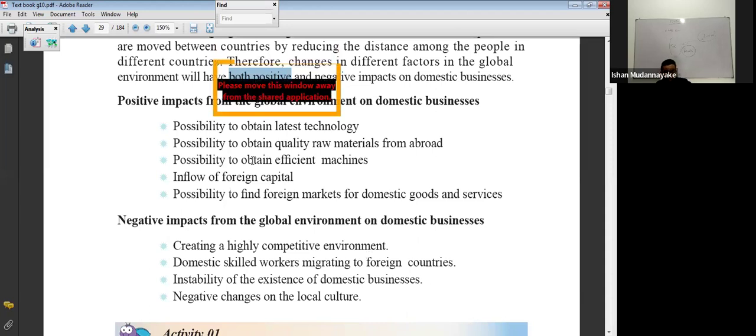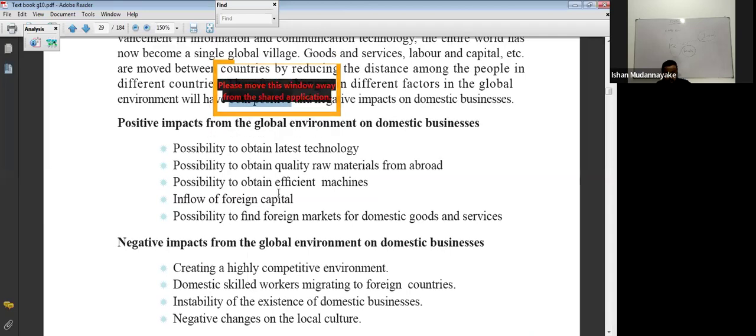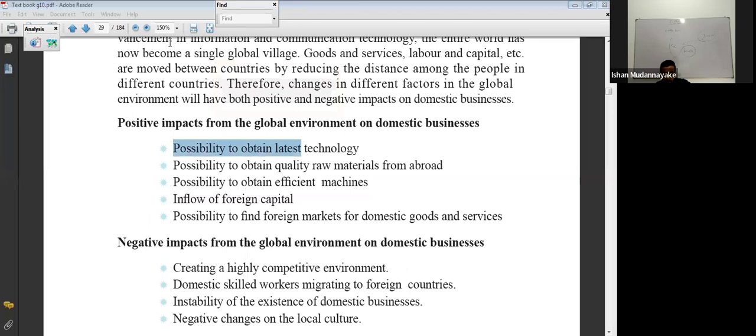Sometimes the examiner may ask you to write down two positive impacts and two negative impacts of globalization. Try to get the idea properly. Now, the positive impacts of the global environment. Read the first one. Possibility to obtain the latest technology. We can bring the latest technology to our country because of globalization and global environmental changes.